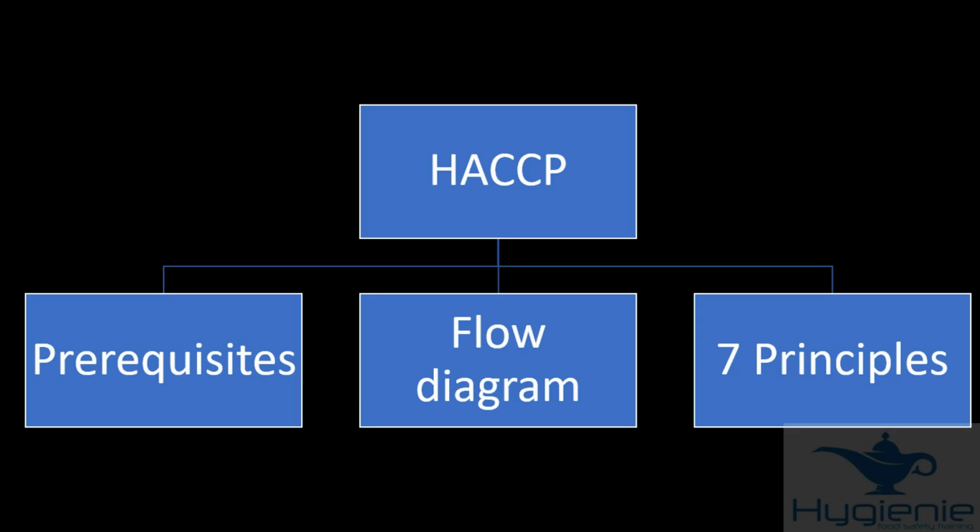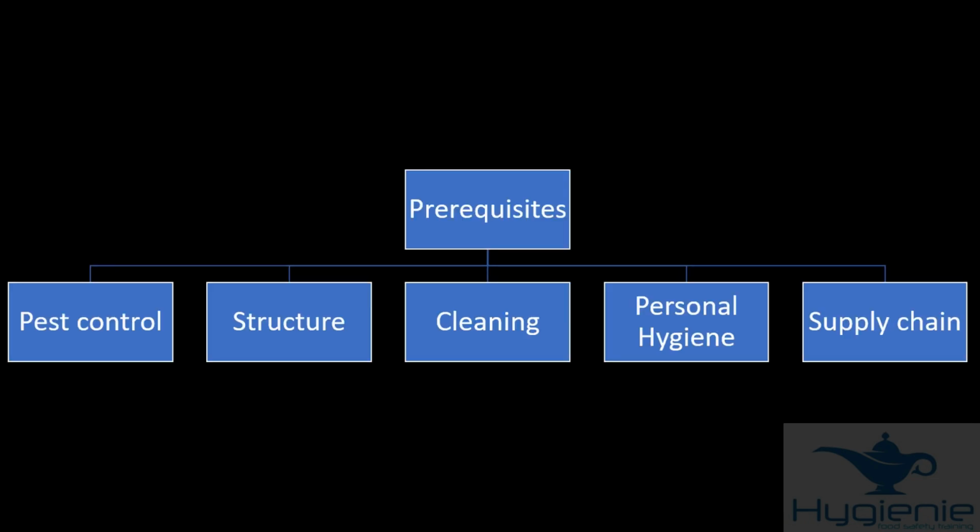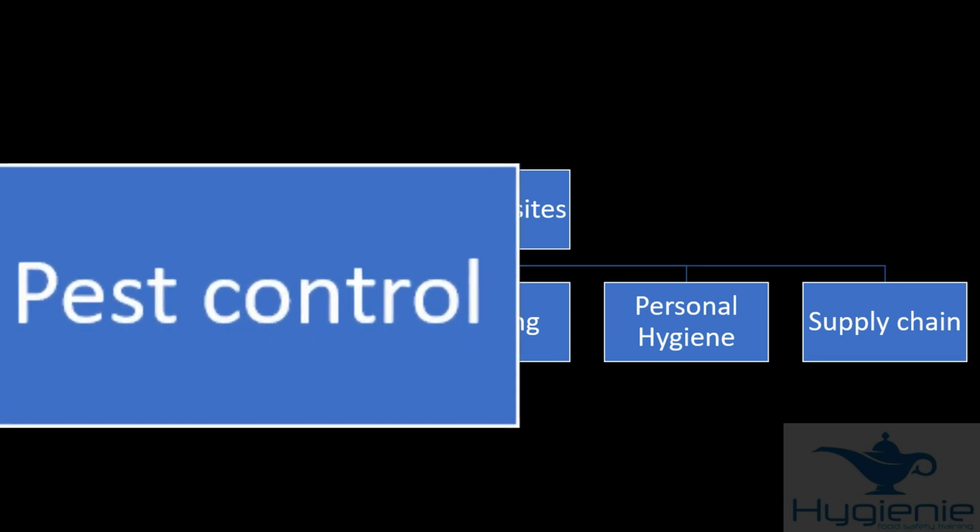HACCP essentially consists of three elements: prerequisites, flow diagram, and the 7 principles of HACCP. Prerequisites are the standards that have to be in place for HACCP to work, and they include pest control, structure, cleaning, personal hygiene, and supply chain. To start with, we'll focus on pest control.